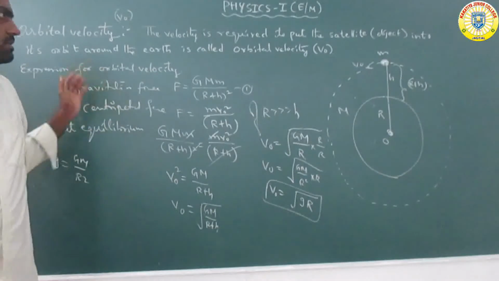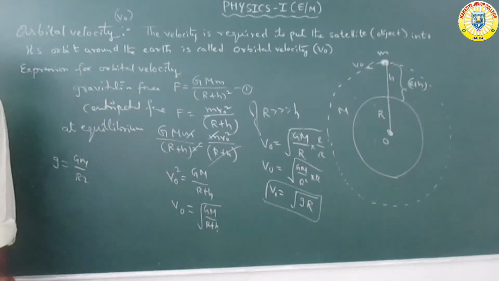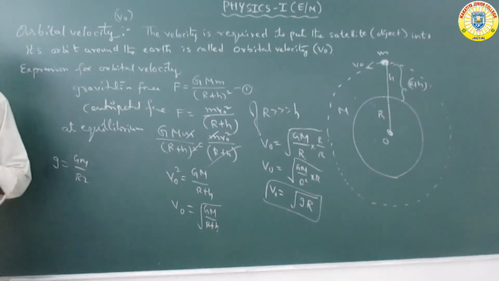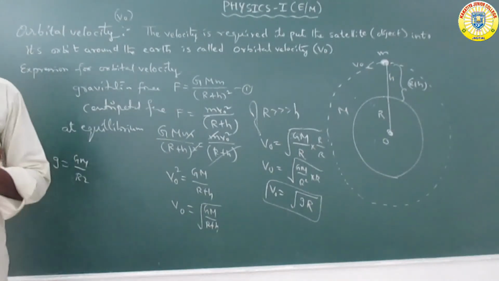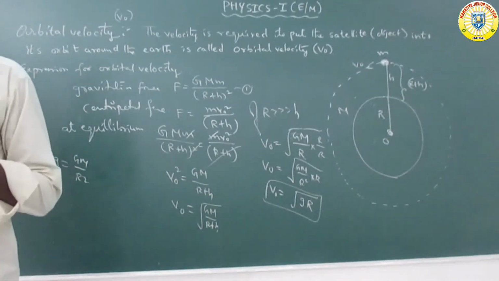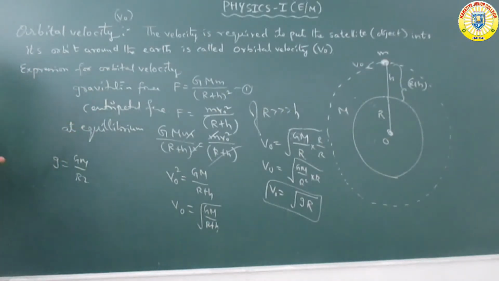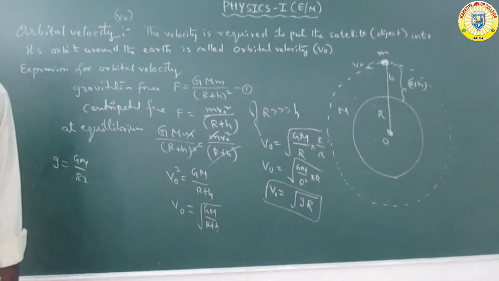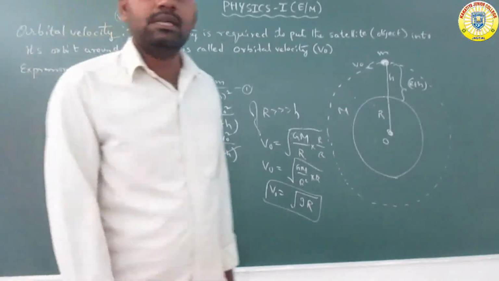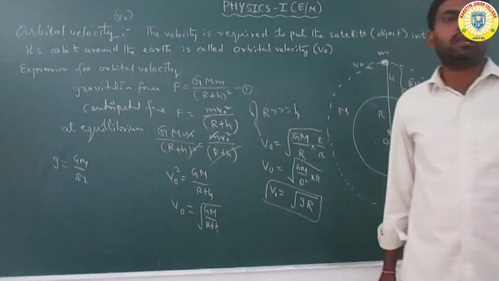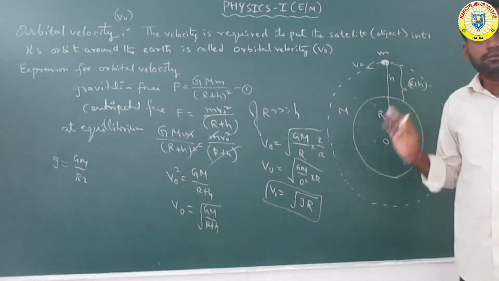So this is a very important form of question in IB: what is the orbital velocity, and derive the expression for orbital velocity. Orbital velocity is a very important topic. Another topic is escape velocity. So what is the orbital velocity? The velocity required for the object revolving around the planet is called the orbital velocity.